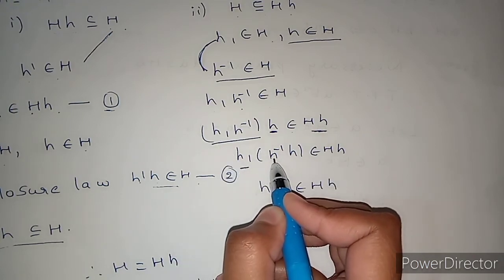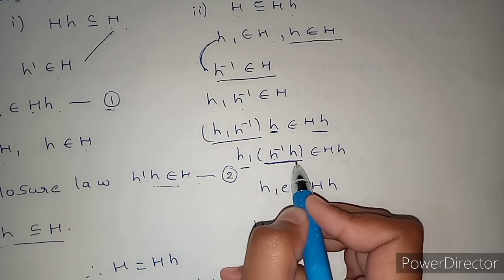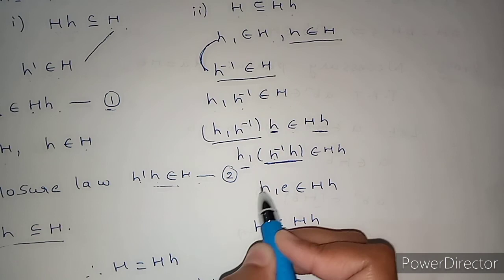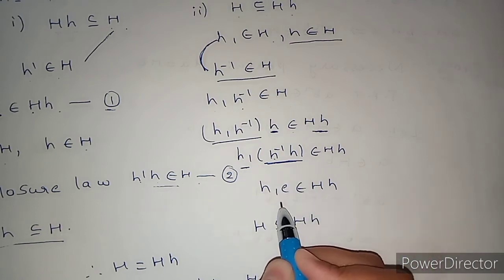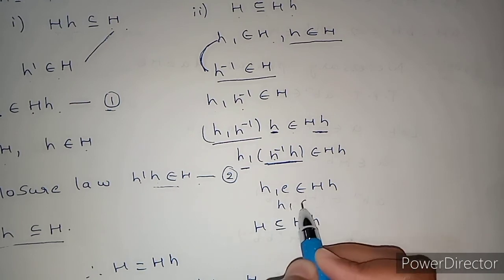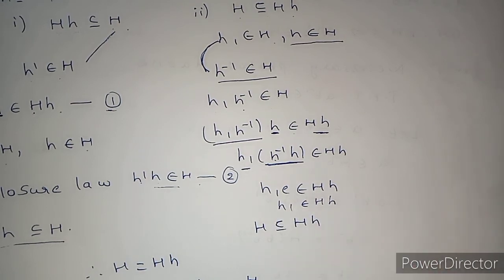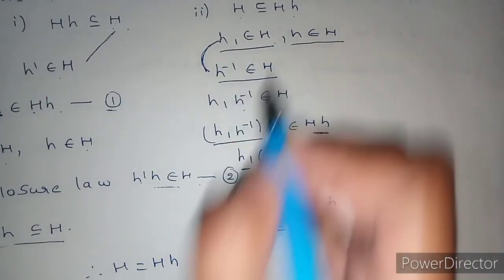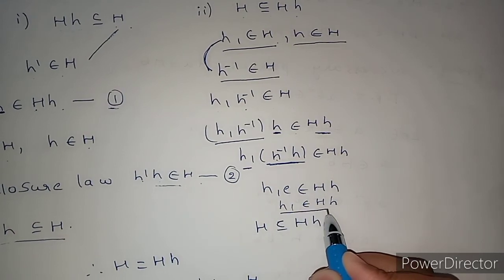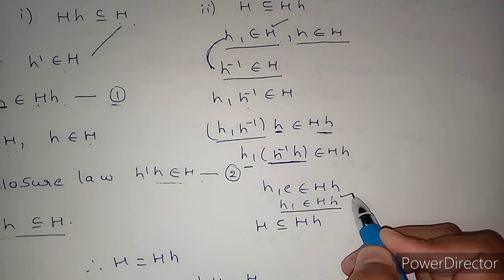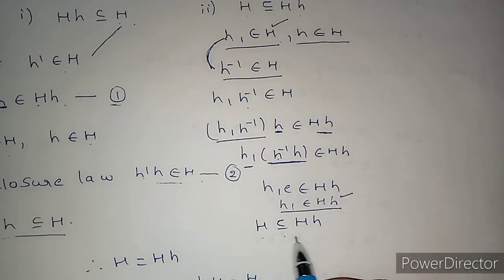Next, associative law, h1 into h inverse, this term is within the bracket, belongs to H into h right coset. Next, h1 as it is, h inverse into h is e, belongs to H. h1 into e is nothing but h1, right? h1 belongs to right coset. So we have assumed that h1 belongs to subgroup H, and we have got h1 belongs to right coset. Then H is subset of right coset. H is contained in right coset.